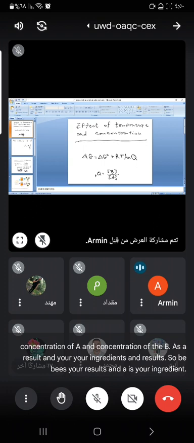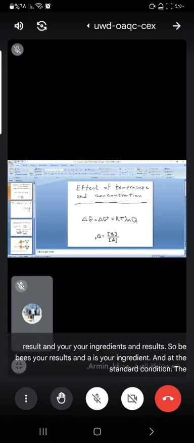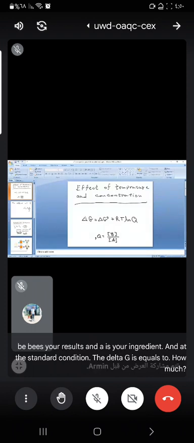And at the standard condition, the delta G equals how much? Delta G zero, which is called delta G of standard condition at 1 molar concentration, plus RT ln Q. What is the Q? Q is the ratio of the concentration of your results over the concentration of your ingredient.